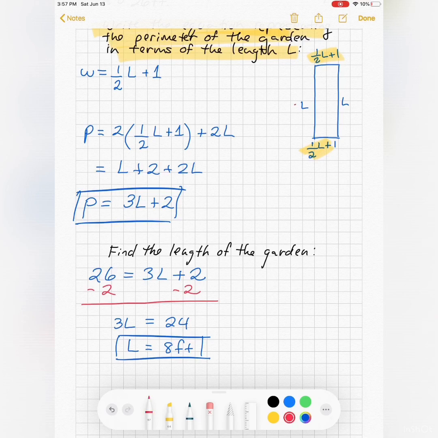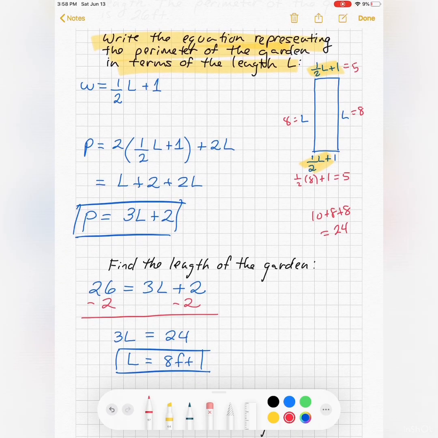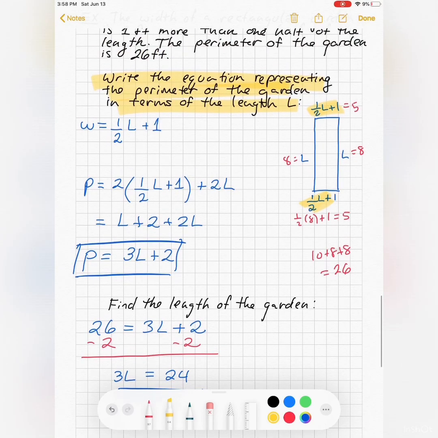Let's look back up here and see if it makes sense. So if I had 8 and 8, let's see. Half of 8 plus 1 is 5. These would be 5s. So then I'd have 5 plus 5, 10 plus 8 plus 8, 18 plus 8 is 26. And that's what we started with, 26 feet. So that checks.